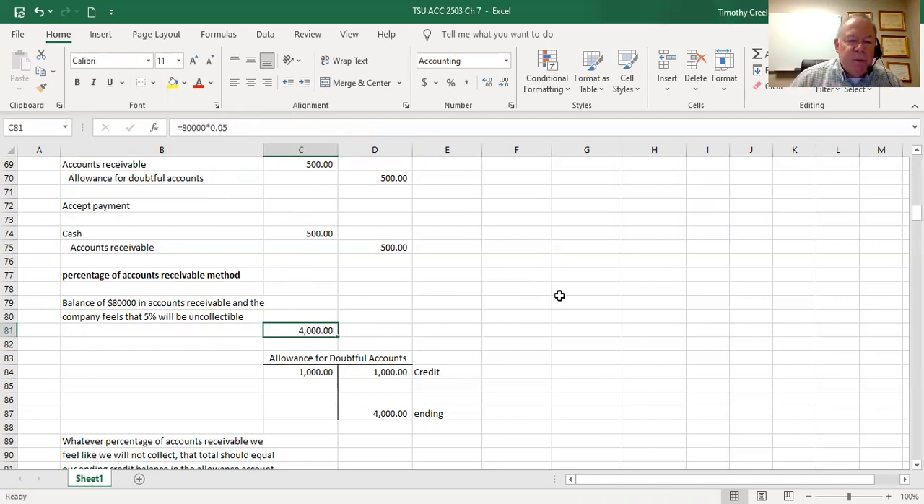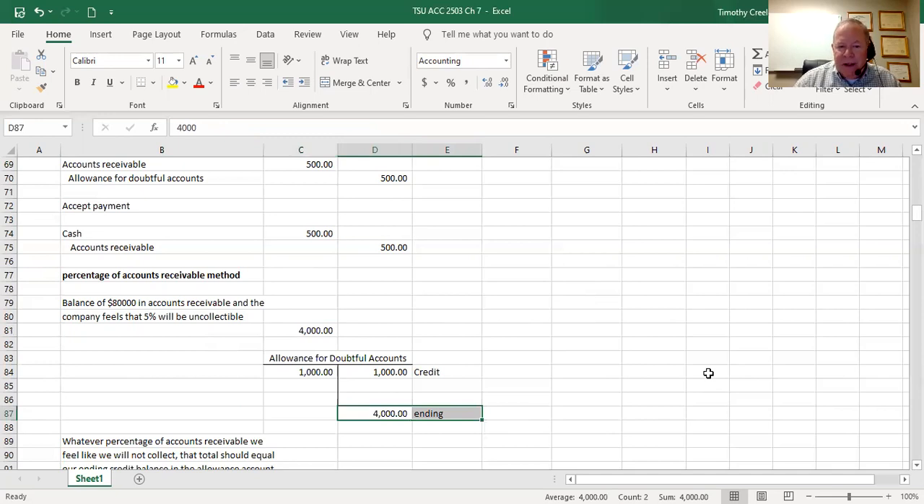Now, if we're doing the percentage of accounts receivable method, whatever percentage of accounts receivable that we feel like we're not going to collect is going to equal our ending credit balance in the allowance account. In this case 4,000 should end up being our ending credit balance in our allowance account.